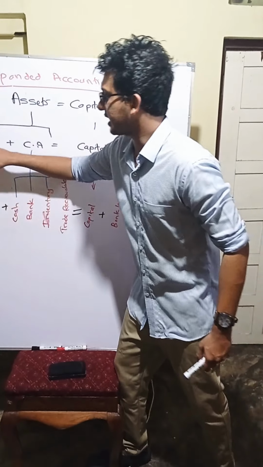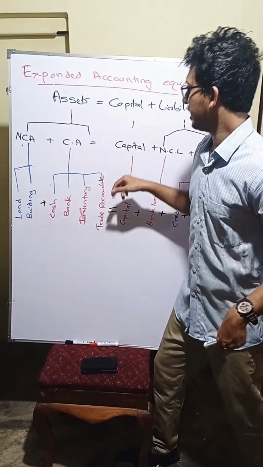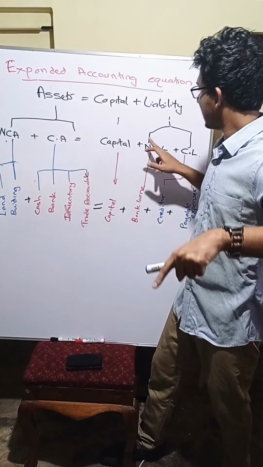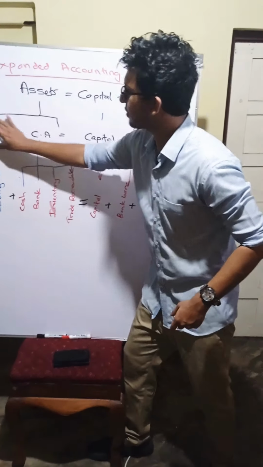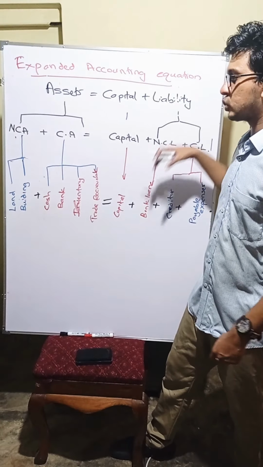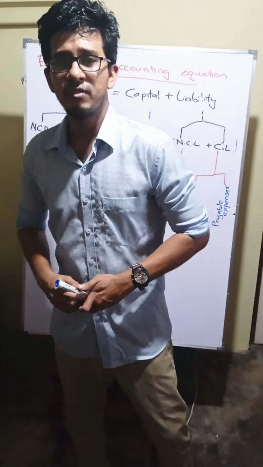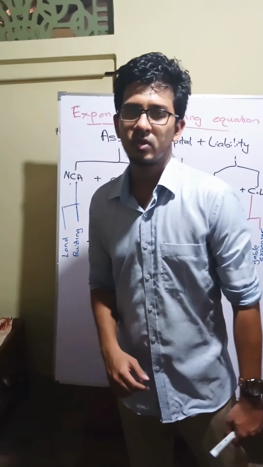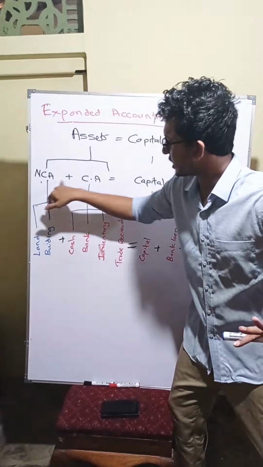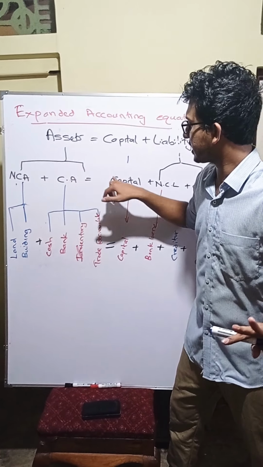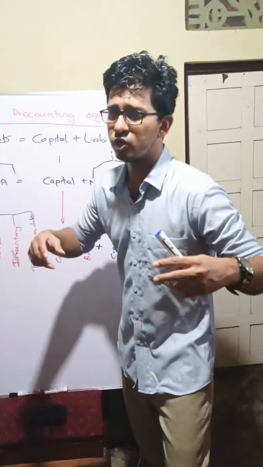I said non-current assets plus current assets equal capital plus non-current liability plus current liability. So this is an expanded accounting equation. Understood? If you want, we can expand it further. So I am going to further expand it.